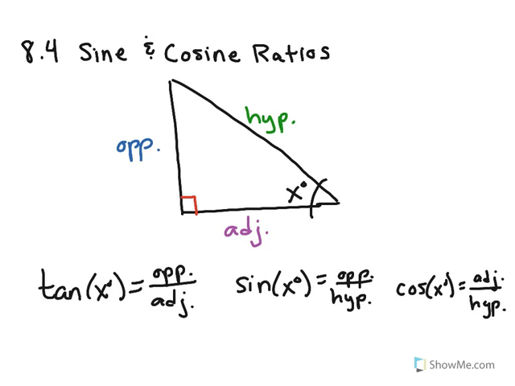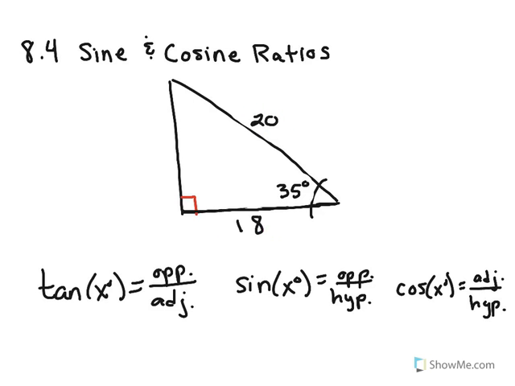So whichever pairs of sides that you have here, you can use any one of these trig functions to help you as long as you have the sides that it has. So opposite over adjacent, opposite over hypotenuse, and adjacent over hypotenuse. So let's take a look at an example.